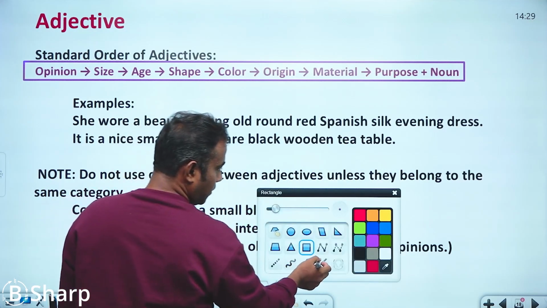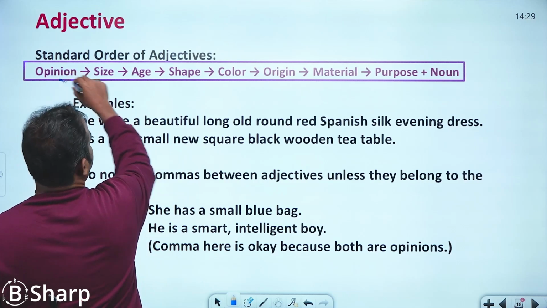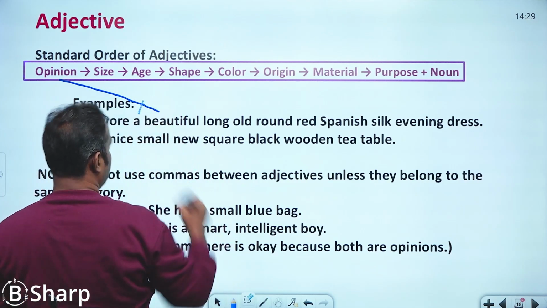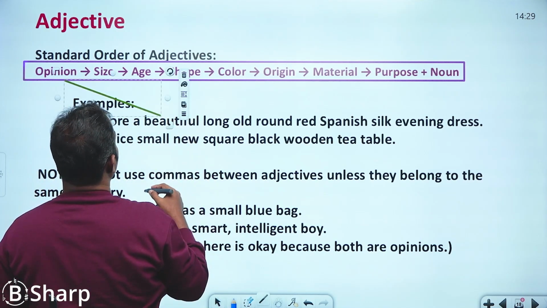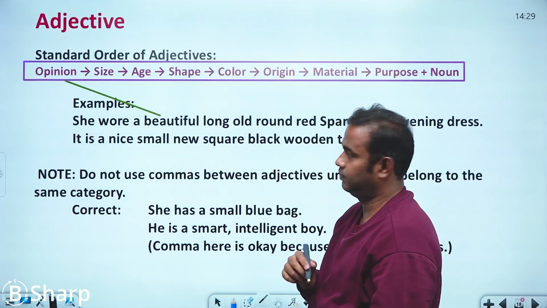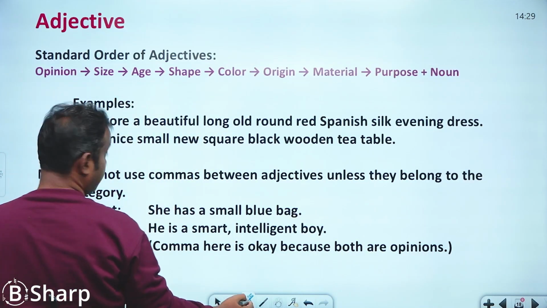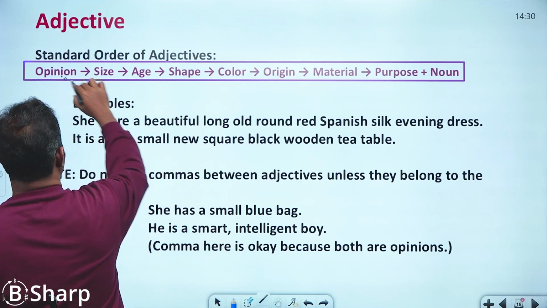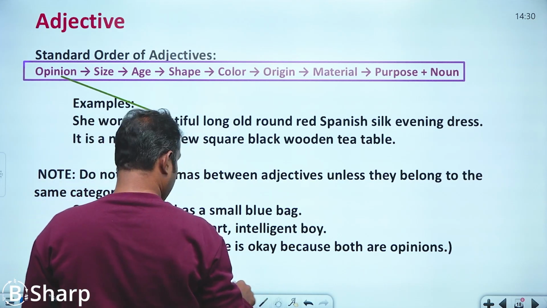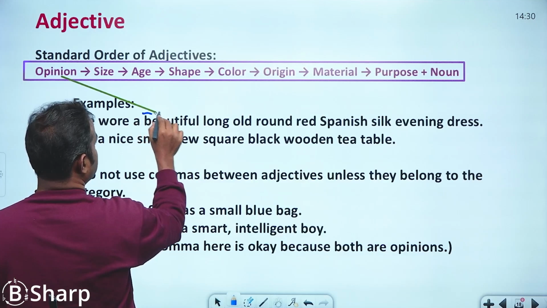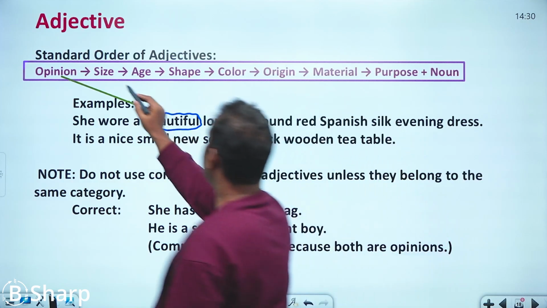I'm going to hash it out here like this. So here, opinion. This is the opinion. What is this opinion? The opinion is she is a beautiful girl. That's the opinion. Okay, then you have size.